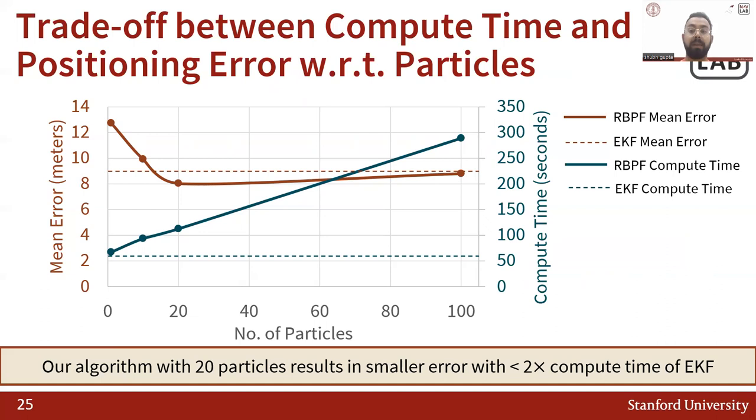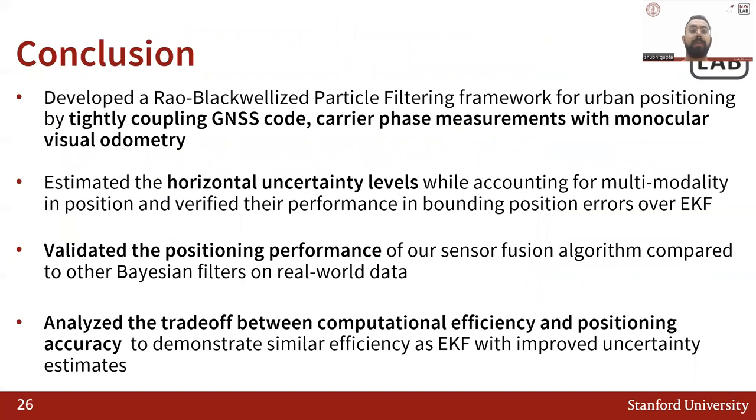So in conclusion, we developed a Rao-Blackwellized particle filtering framework for urban positioning by tightly coupling GNSS code, carrier phase, and monocular visual odometry measurements. We estimated the horizontal uncertainty levels as our measure for uncertainty while accounting for multimodality in position and verified their performance for bounding position errors over EKF. We also validated the positioning performance of our sensor fusion algorithm compared to other Bayesian filters on real-world data and analyzed the trade-off between computational efficiency and positioning accuracy to demonstrate similar efficiency as EKF while producing improved uncertainty estimates.